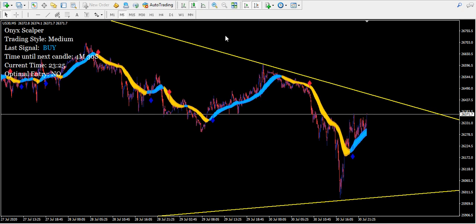The trend lines are just a bonus to give you structure so that you can understand what you're doing. Because you don't want to get confused, and you don't want to get into the wrong trades. You want to use the structure to confirm the entry points that the Onyx scalper is telling you.